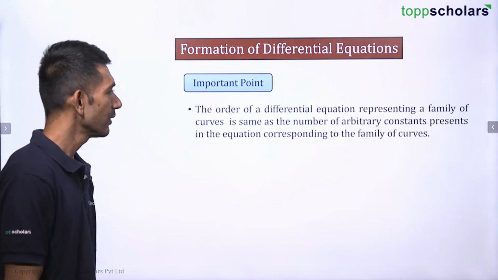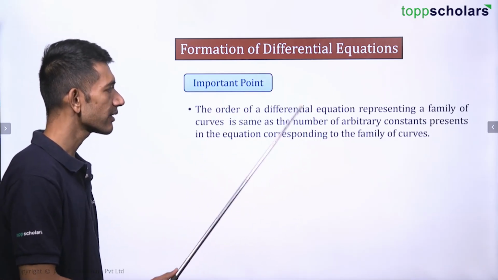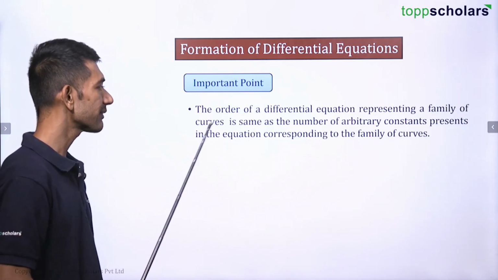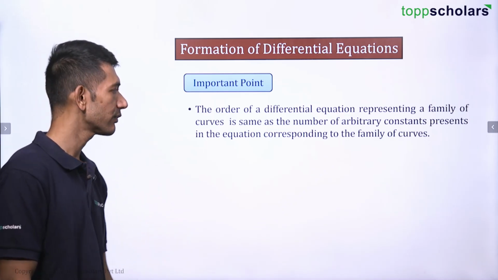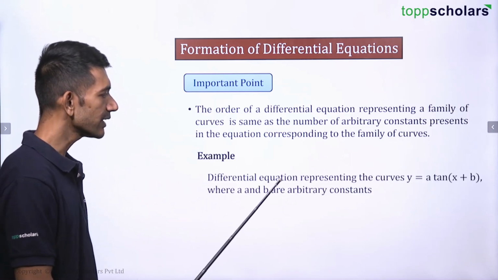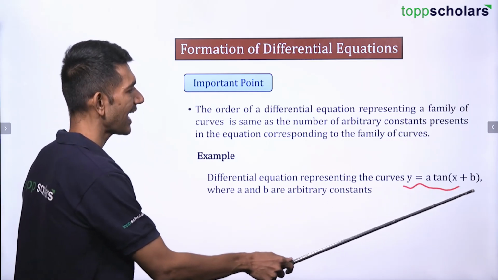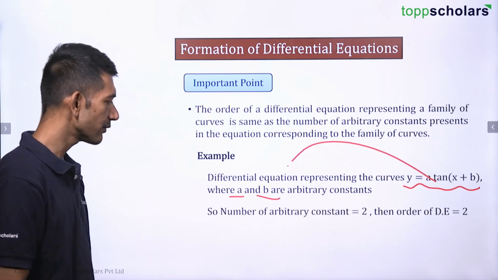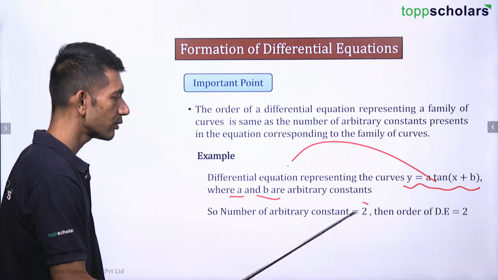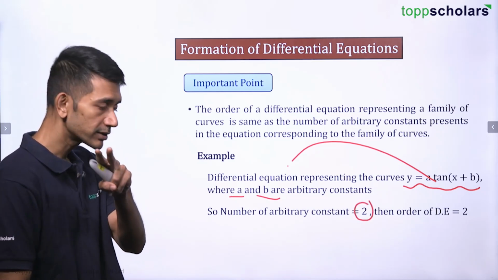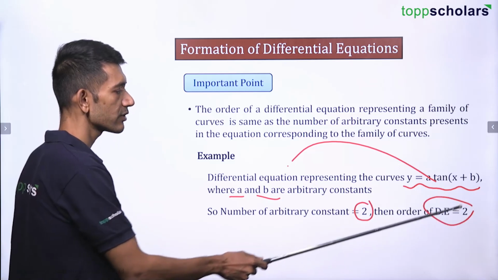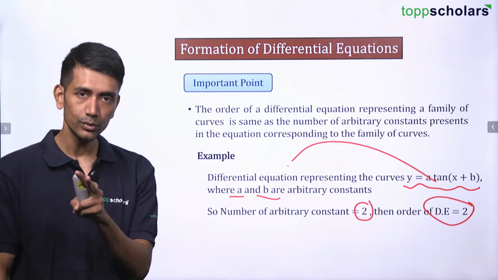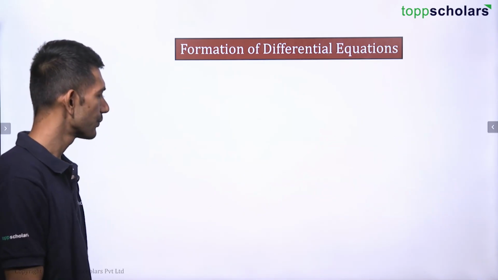One thing to note is that the order of a differential equation representing a family of curves is the same as the number of arbitrary constants present in the equation corresponding to the family of curves. Now, the differential equation representing the curve y equals a tan x plus b, where a and b are arbitrary constants. They can take up some values. So the number of arbitrary constants here is 2. So what is the order of the differential equation? The order is also 2. If the arbitrary constants are 2, the order of the differential equation is 2.